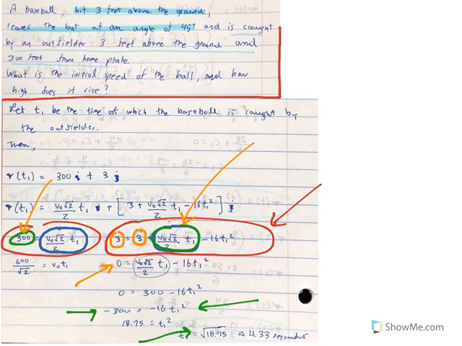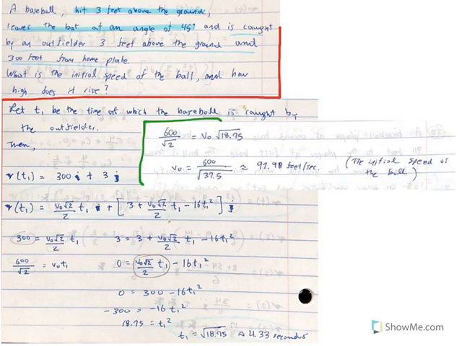But I still need to solve for v naught. How will I do that? Now that I know t sub 1, all I need to do is take the t sub 1 value that I just found and substitute for t sub 1 in the other equation and solve for v naught.